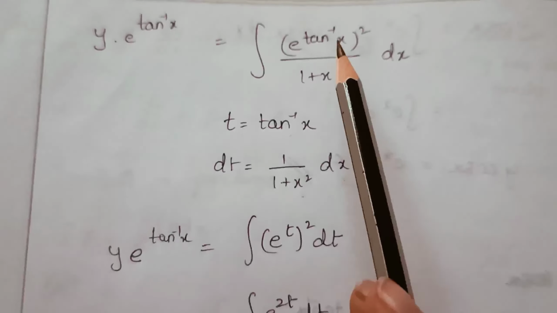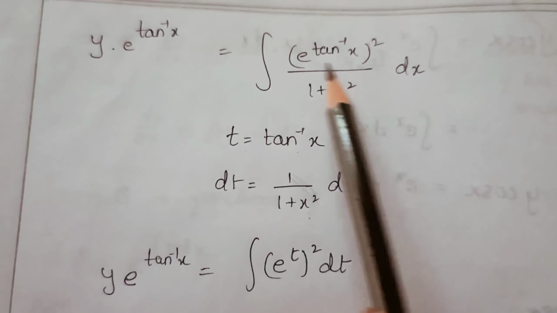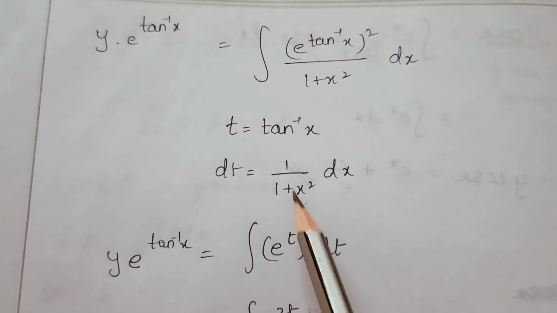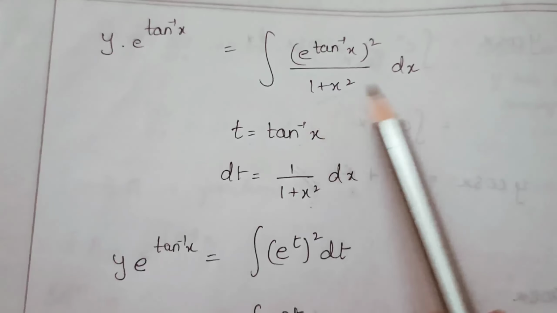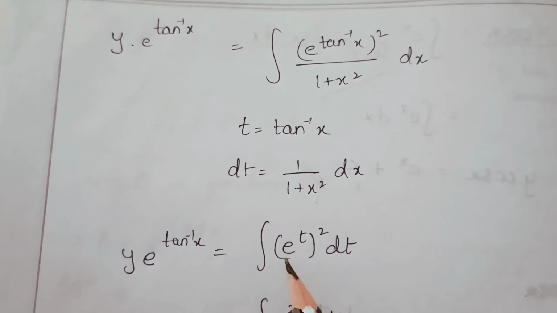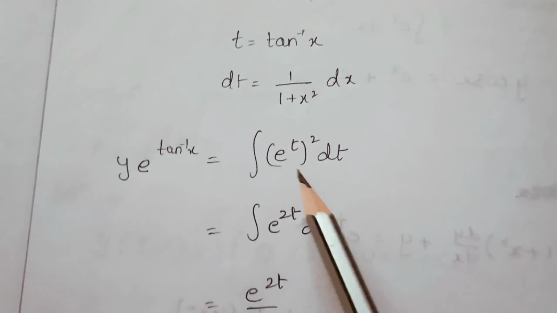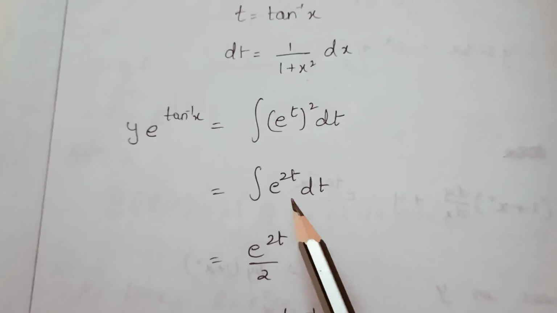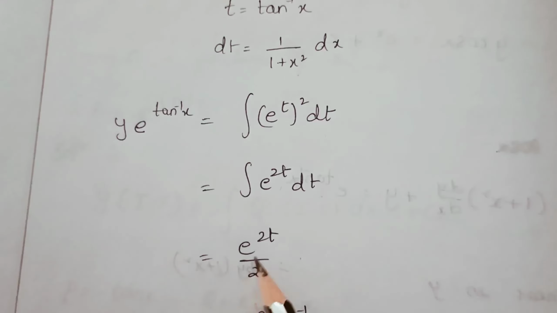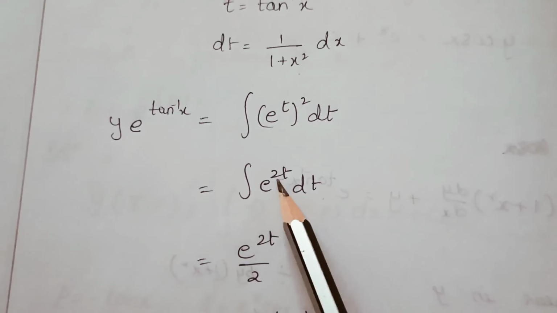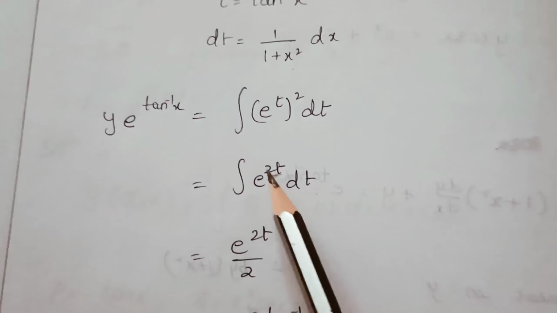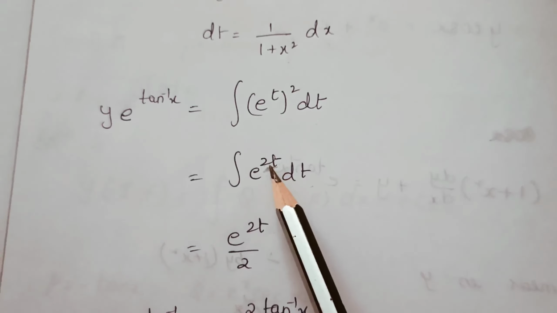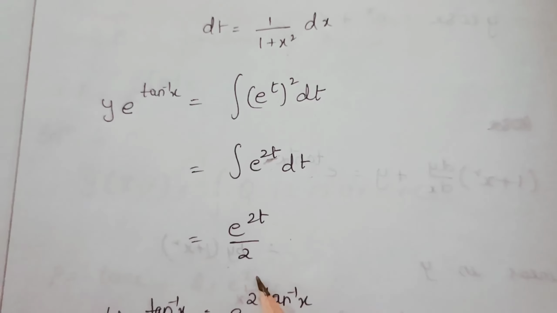Now substituting this. See, e to the power of tan inverse x is e to the power of t. dx by 1 plus x square is nothing but dt. So in place of this we are substituting dt, e to the power of t whole square, that is e to the power of 2t dt. But we have to differentiate the 2t also. The differentiation of 2t is 2 into 1, which is 2, so divide by 2.